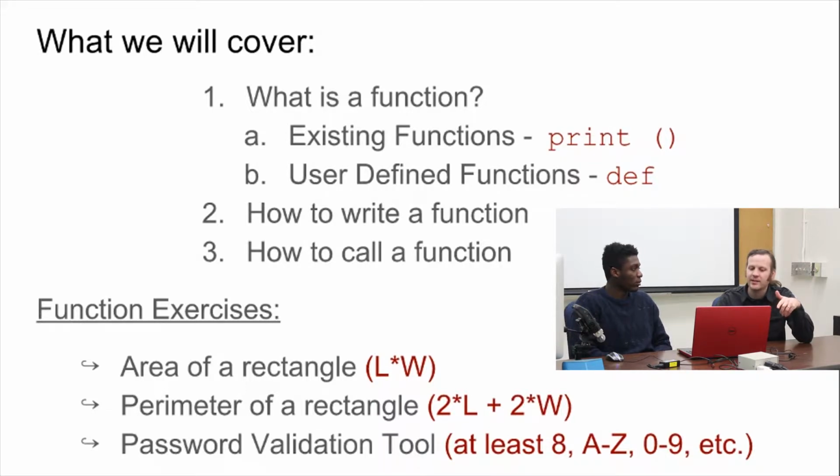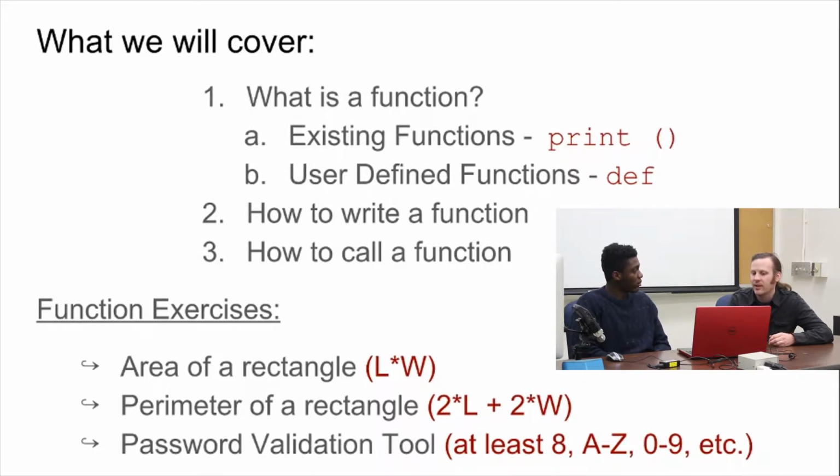How to set up a function to find the area of a rectangle given the length and the width, which is pretty easy and kind of redundant. It's an easy thing to pull off, but it's just to help you get the concept, and then it'll be more useful later when we do the password validation. Then we'll do the perimeter of the rectangle, which is a little more useful, and then password validation.